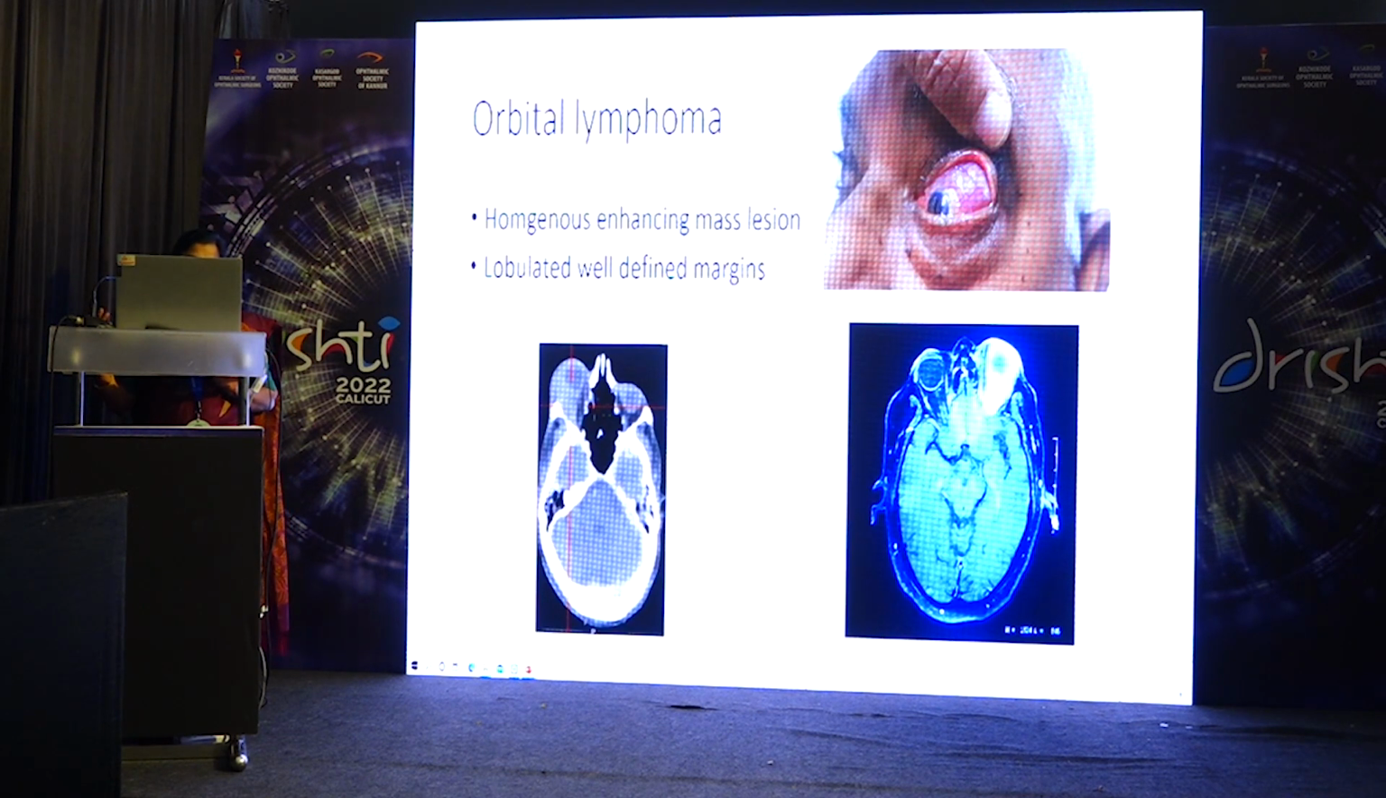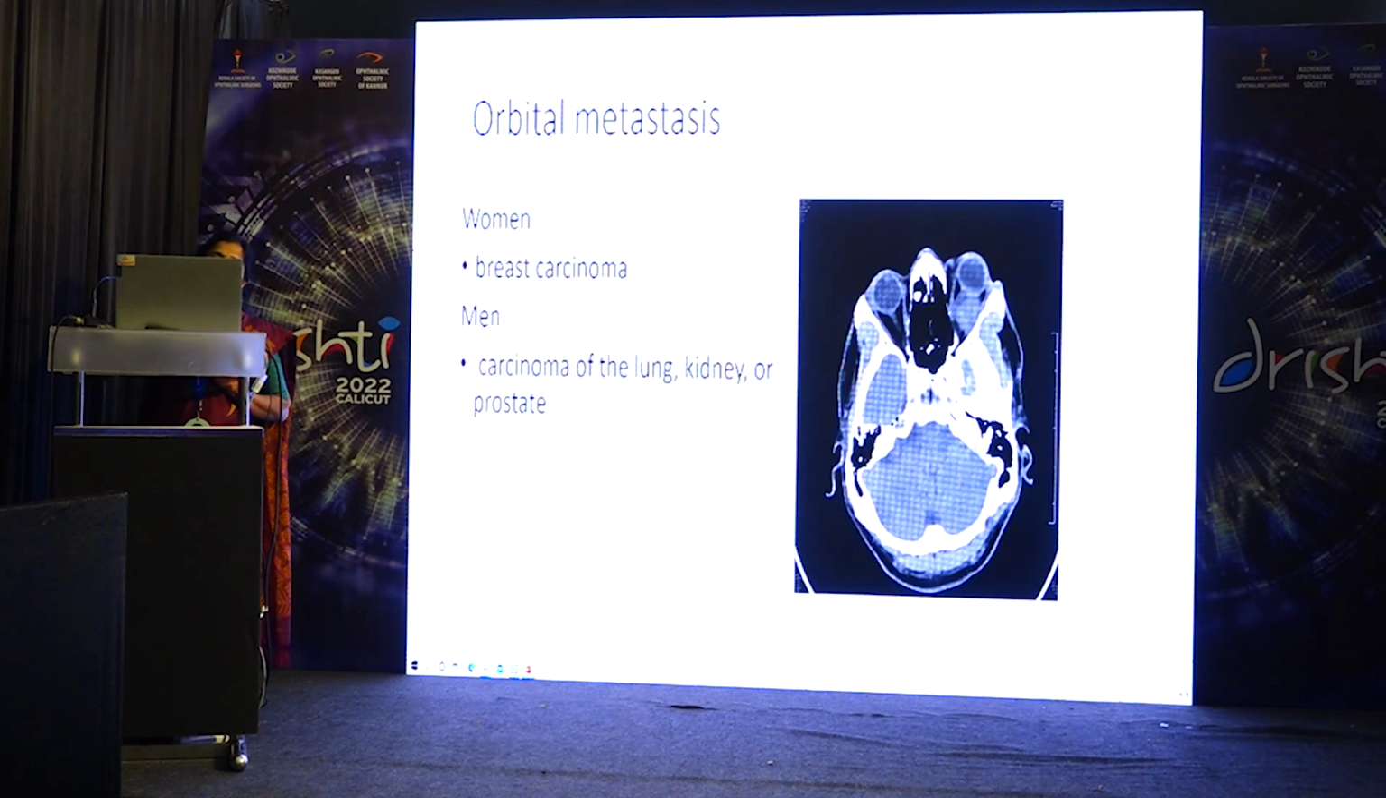Lymphoma causes a homogeneous enhancing lesion. Here treatment is chemotherapy and biopsy confirms the diagnosis. Whenever any patient with systemic malignancy presents with ophthalmoplegia, we have to suspect orbital metastasis, and imaging confirms the diagnosis. And we have to do systemic evaluation to look for other metastasis.